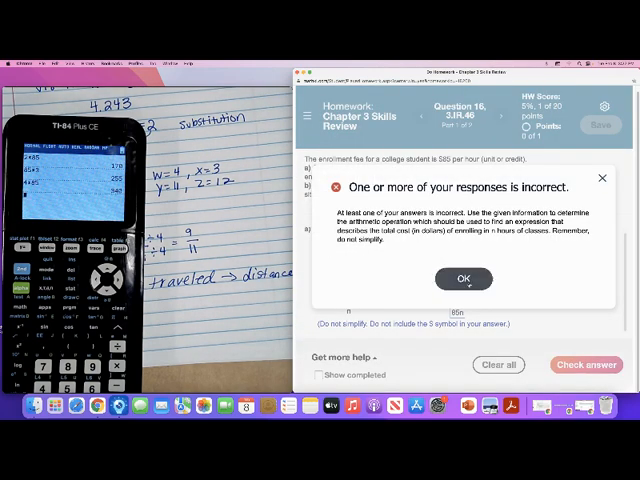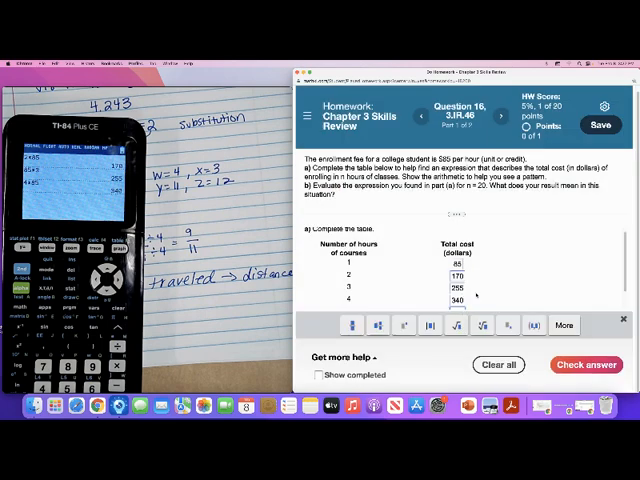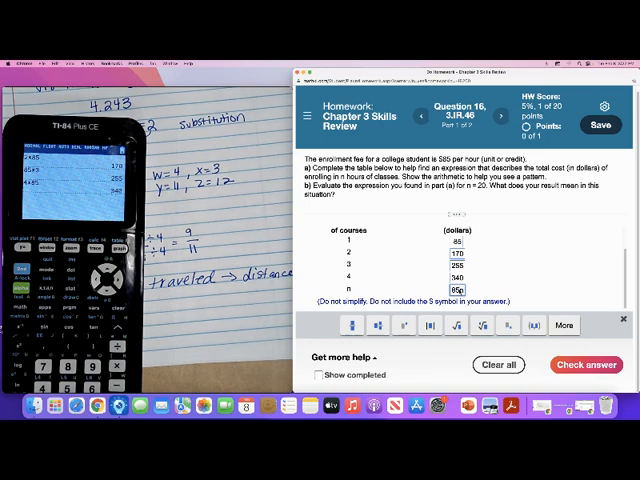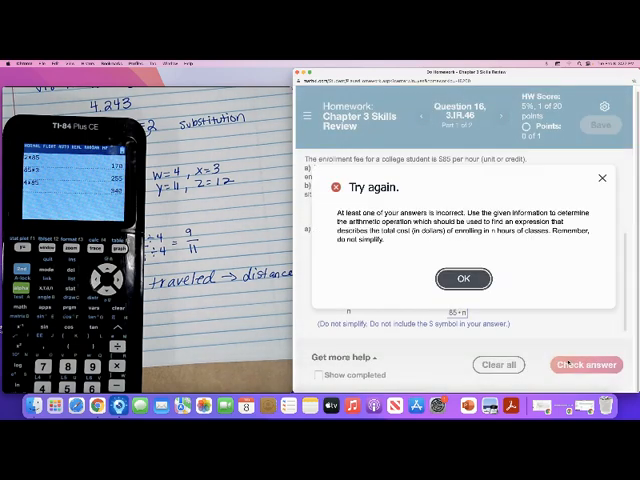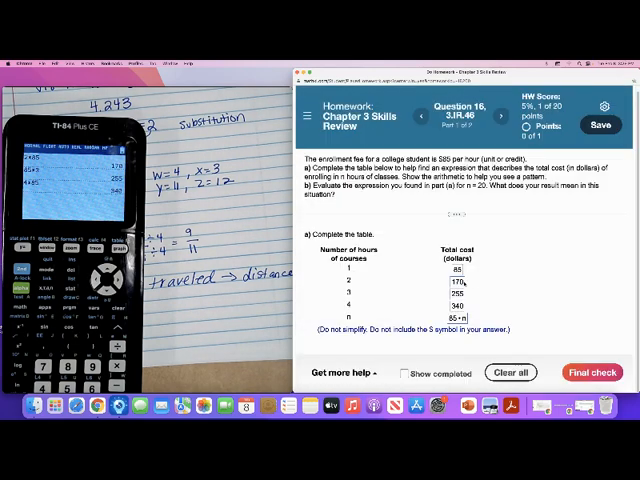Oh no, that didn't work. It should be 85. Is it times? Do I have to put the times sign? Nope. Let's see, what will it be then? Show the arithmetic to help you see the pattern. Hang on one sec.